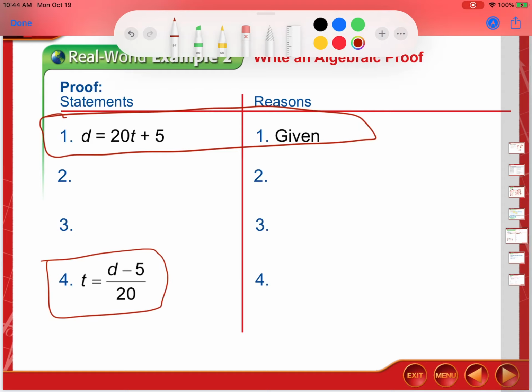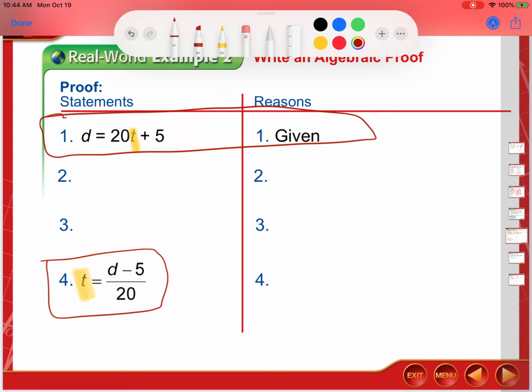So first things first, what we're going to do is we're going to try to solve this equation for t. Since t is what's left here on this left-hand side, and we also have a t up here, we're going to just solve this equation for t, and that should give us our final prove statement at the end that t, in fact, equals d minus 5 divided by 20.